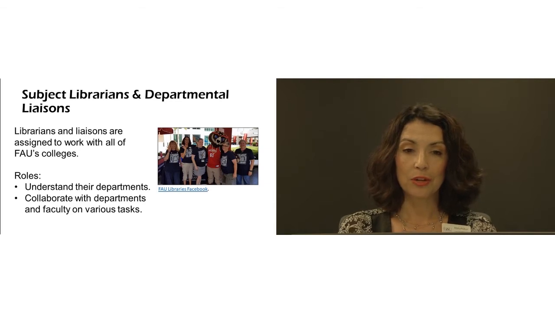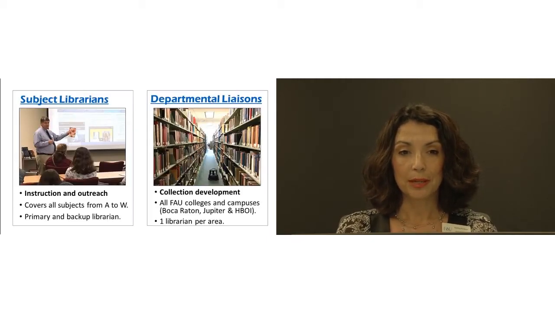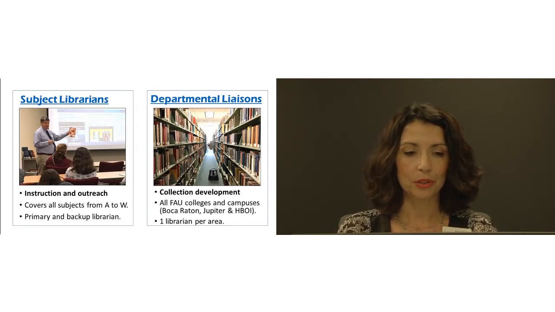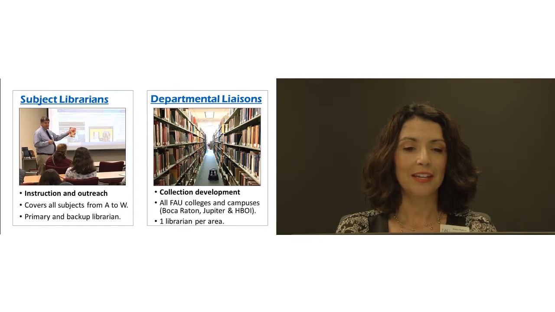And our underlying roles are to understand our departments to which we're assigned to work, and also to collaborate with the assignments and also faculty on various tasks that may involve the library. So there are some distinctions in what the subject librarians do in comparison to the departmental liaisons, and I'll describe what they both do. On the left there, you see my supervisor, Ken Frankel, providing instruction. In this case, this was to a visiting class of students from Marjorie Stoneman Douglas High School who wanted to learn about using the library in a college setting for their advanced placement, debate, and English assignments.